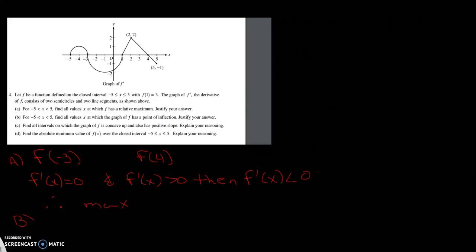Okay, part B says, for all values of x between -5 and 5, find all values of x at which the graph of f has a point of inflection. Justify your answer. So now we have to look for the slope of this graph up here where it's going to equal 0, and it's also going to change direction. So if you look over here, the slope is 0 and it changes direction. Also over here, it's not defined, but it's still a point of inflection because it changes direction.